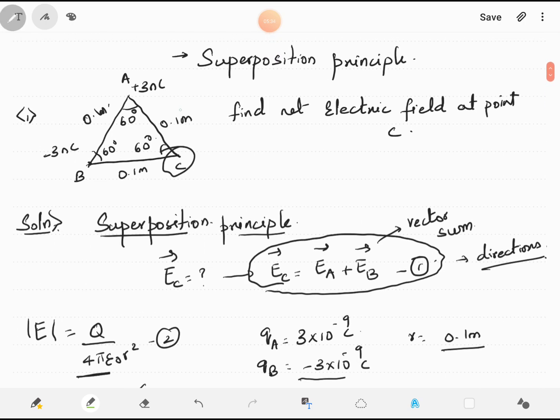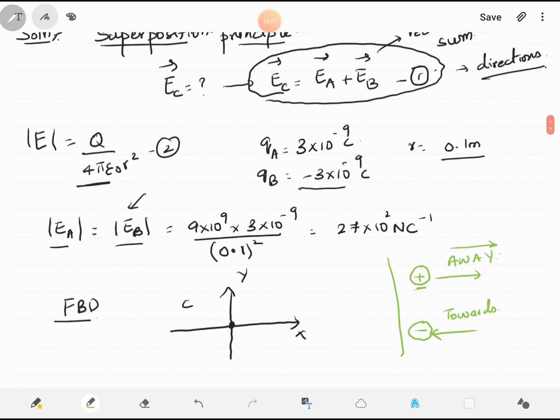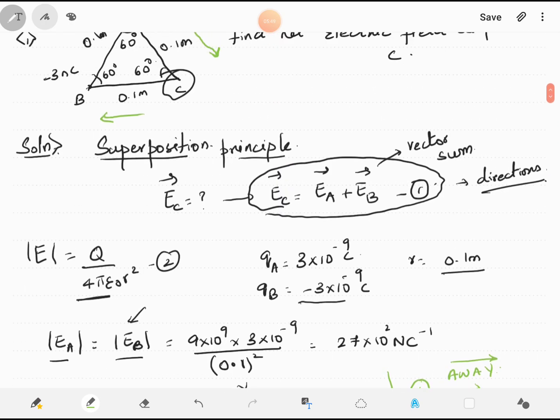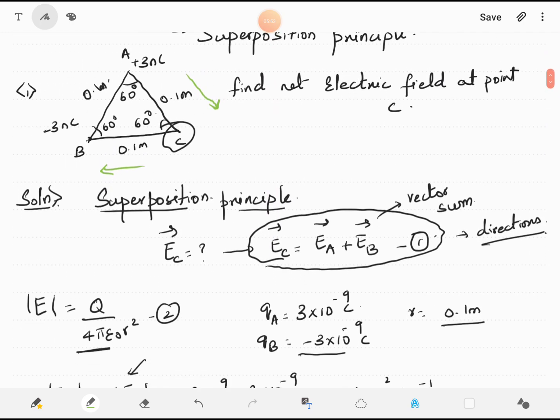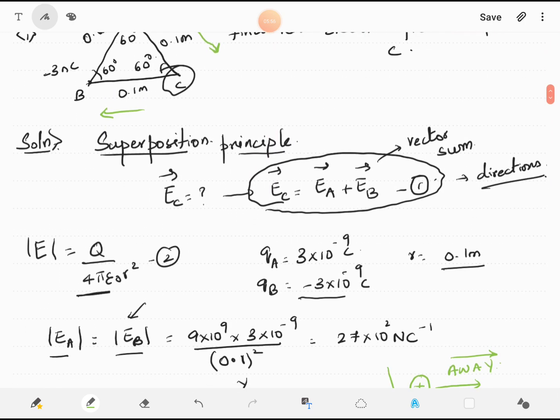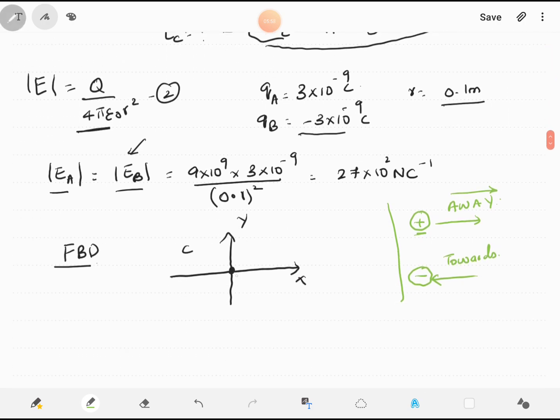So clearly A is a positive charge, therefore the electric field will be away from the charge A. Similarly, electric field produced by B will be towards it because it's a negative charge. So let us show the directions of electric fields EA as well as EB in our free body diagram. Clearly, the direction of electric field EA is going to be along the fourth quadrant, isn't it? This is the direction of electric field due to A at point C.